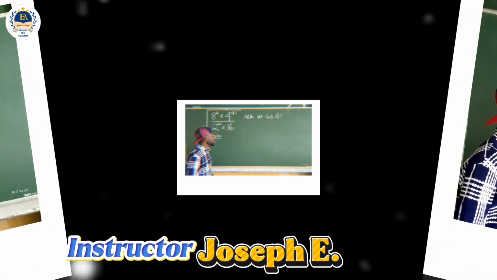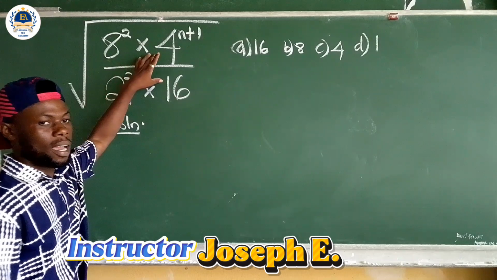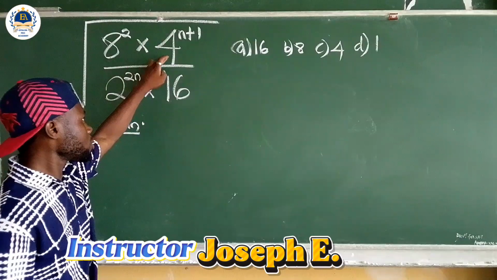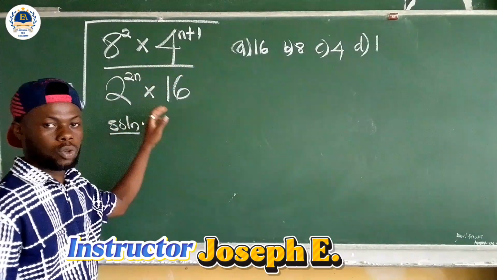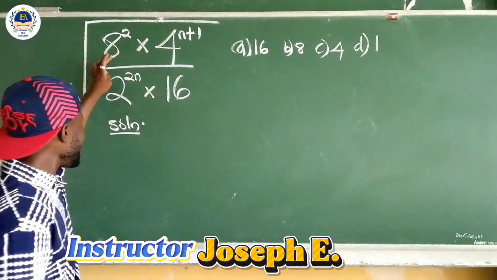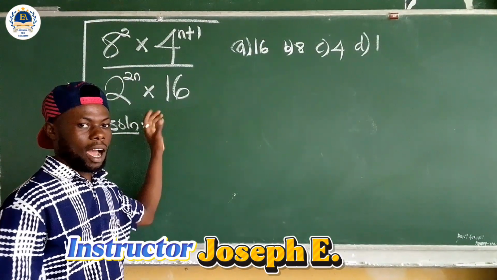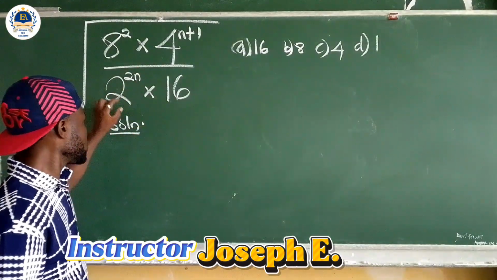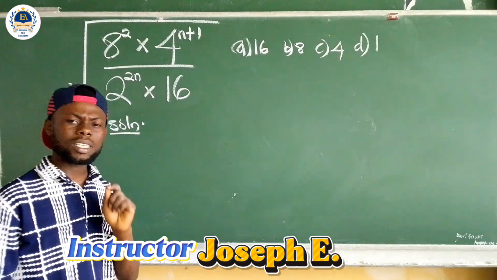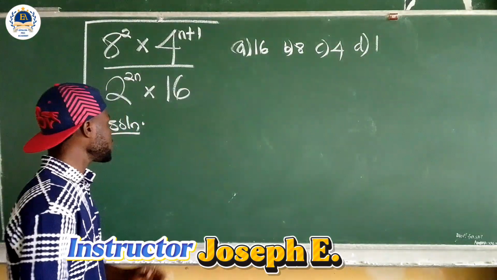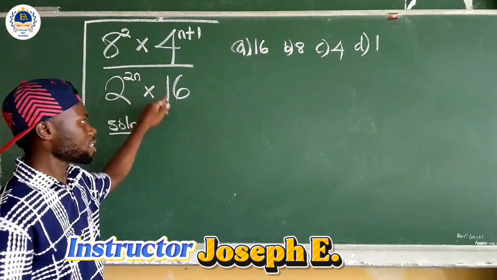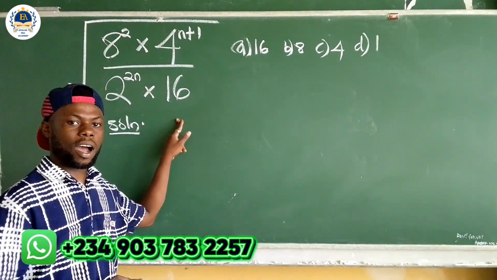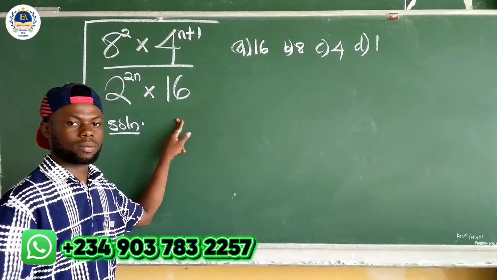Looking at this question, we observe that they are all written in their exponential form: a number raised to a certain power, another number raised to a certain power, and so on. 8, 2, 4, and 16 are called bases. Note this. Now, in all these bases on the board, 2 is the least. Since 2 is the least base, we are going to change 8, 4, and 16 into 2 raised to a certain power, so that all of them will have a base which is 2.